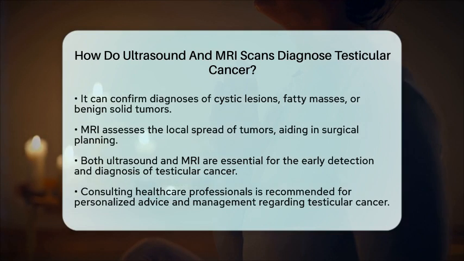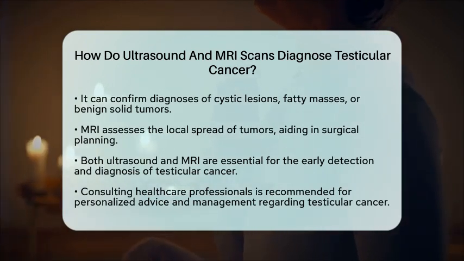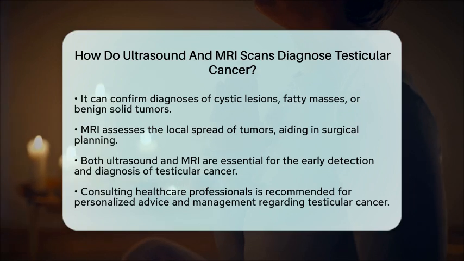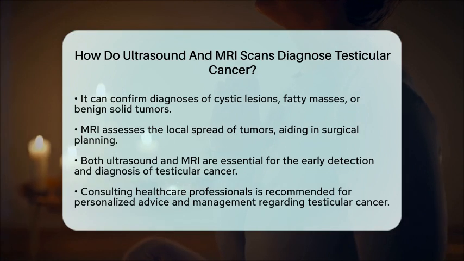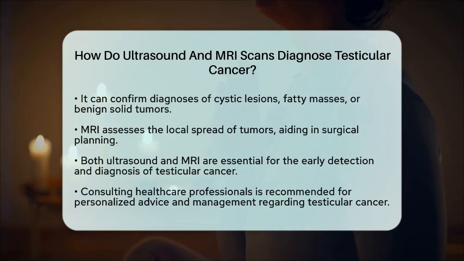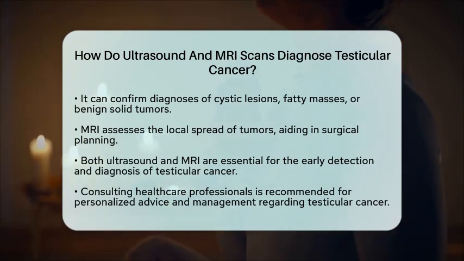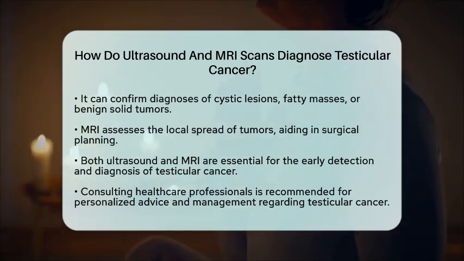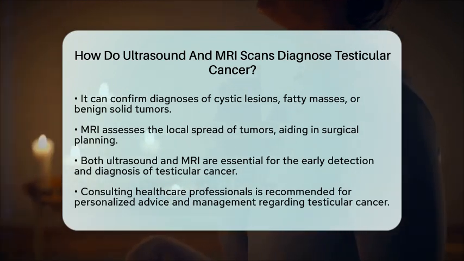In summary, ultrasound serves as the primary imaging method for diagnosing testicular cancer due to its accessibility and accuracy. Magnetic resonance imaging acts as a complementary tool when ultrasound findings are not clear or when more detailed anatomical information is needed. Both imaging techniques are vital for the early detection and diagnosis of testicular cancer. If you have concerns or questions about testicular cancer, it is always best to consult with healthcare professionals for personalized advice and management.